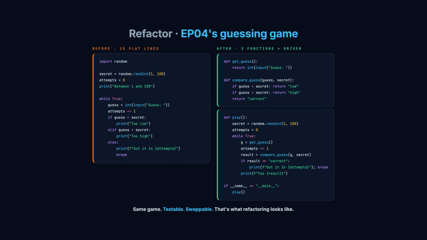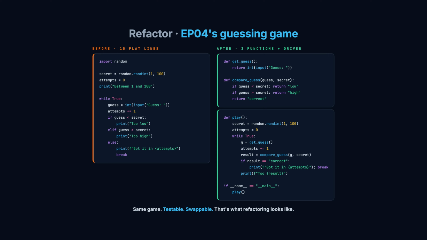Time to use every tool from this episode. Here is last episode's number guessing game. Fifteen lines of flat code. Works fine, but every idea is welded to every other idea. You cannot test the input logic without running the whole loop. You cannot swap the compare logic without editing the loop. Let us fix that. Three functions.